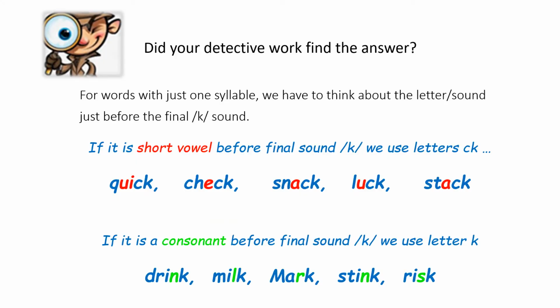Well, did your detective work find the answer? Don't worry if not, we're going to explain it now. For words with just one syllable, we need to think about the letter or the sound that comes just before the final k. If it is a short vowel before your final sound k, we use the letters CK, and here are some examples. If it is a consonant before your final sound k, we use the letter K, and here are some examples.